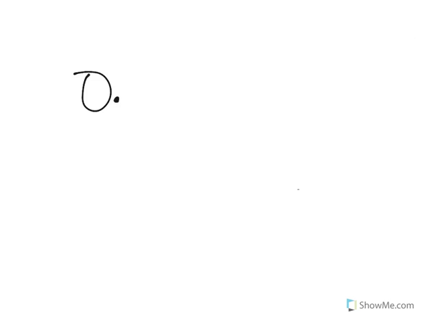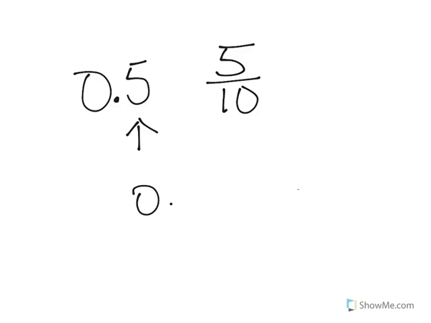So what if we had this, 0.5? Well, thankfully, turning a decimal into a fraction is relatively easy as long as you know the appropriate place value. This is in the tenths place. So this is 5/10. If I had 0.12, it's 12 hundredths.